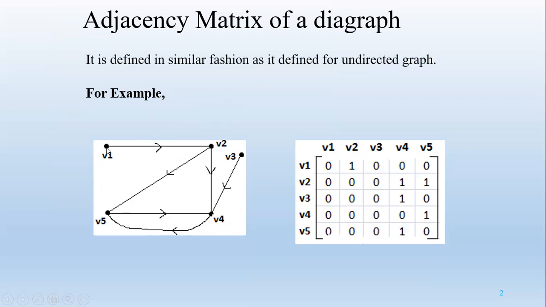Here, V1 to V2. A simple graph has only simple edges, and the direction is not considered. In a digraph, the direction is important. Using this directed graph or digraph, we can make an adjacency matrix. The order of the adjacency matrix is nothing but the order of the vertices.